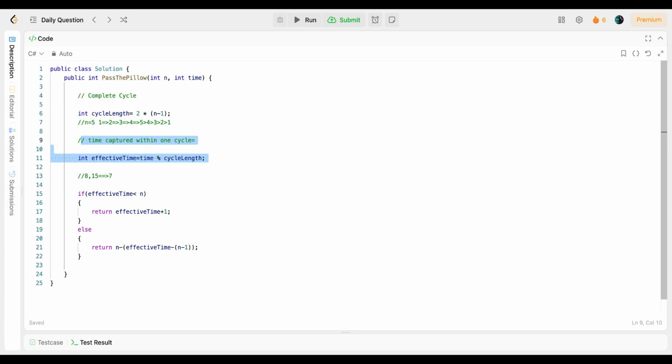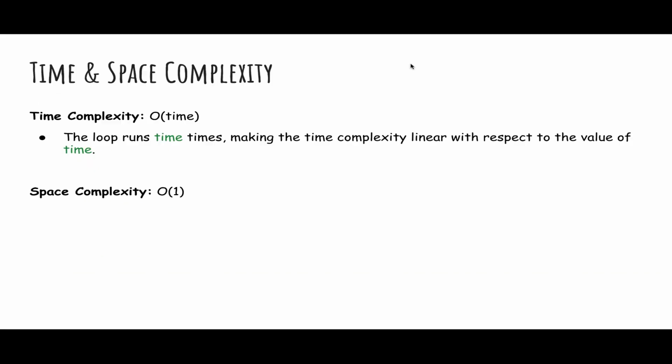If you ask me personally, I like the first approach, which is very straightforward, but this one also gives more understanding of how the cycle looks and how to derive the formula for the final position of the pillow. I hope you understand both solutions and see what fits you. In my opinion, I'll go with the first approach, which is very straightforward, as this is mentioned as an easy problem.